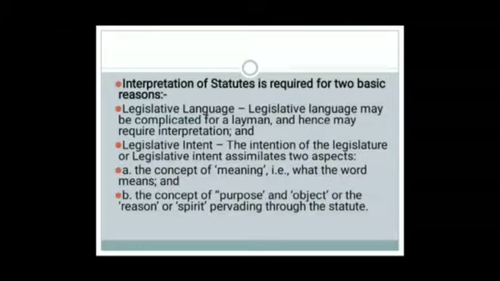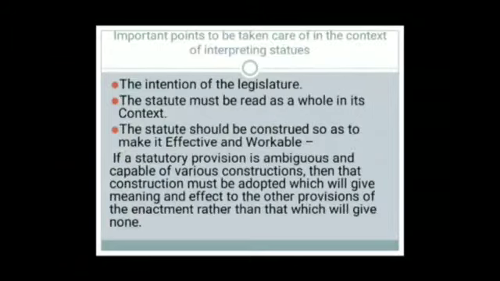What is this intent? The intention of the legislator, or legislative intent, assimilates two aspects. First is the concept of meaning, that is, what the word means. For that we need interpretation. Then the concept of purpose and object: what is the purpose or object of the statute which is made? For that, interpretation can be required. So in this way, for legislative language and legislative intent, we require interpretation of statute.